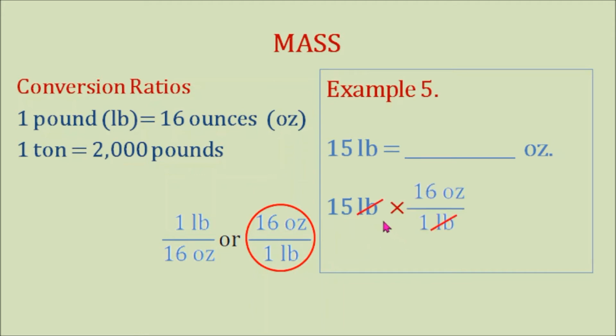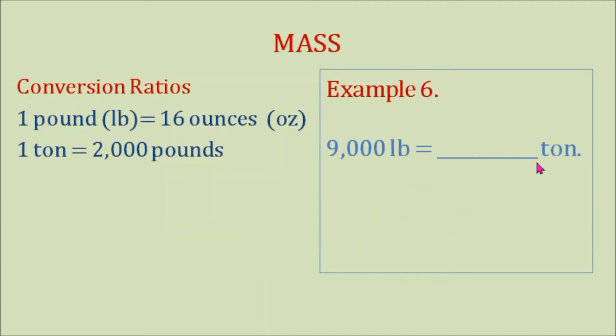So pound cancels out. So that means 15 times 16 ounces over 1. And that gives us 240. So this means 15 pounds equals 240 ounces. Example number 6.